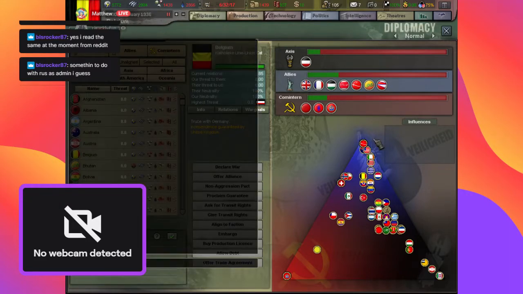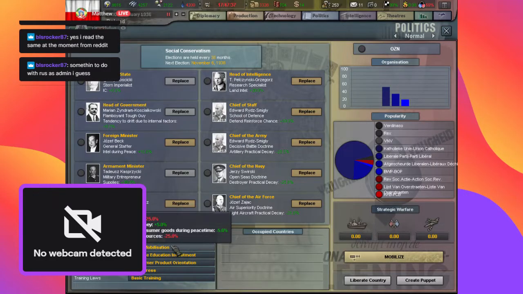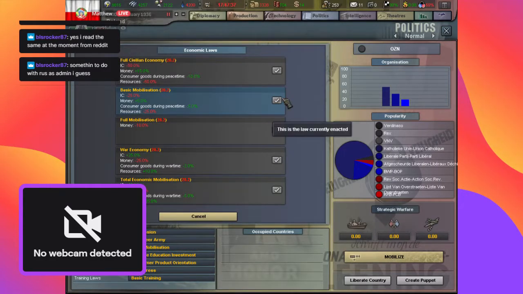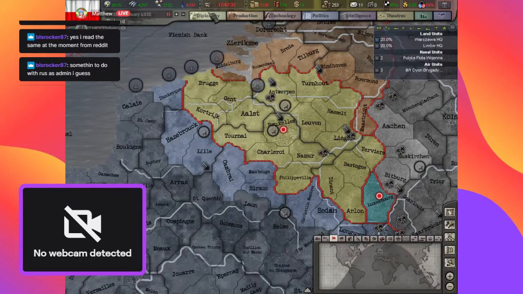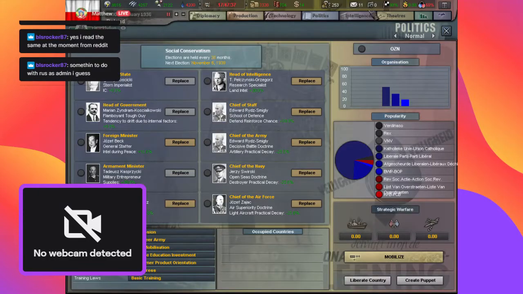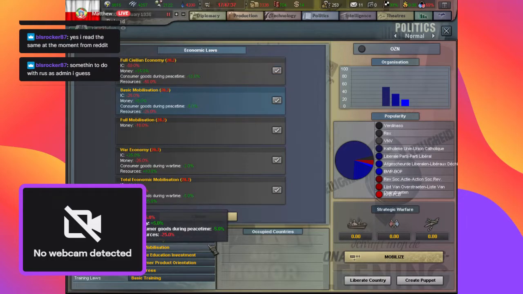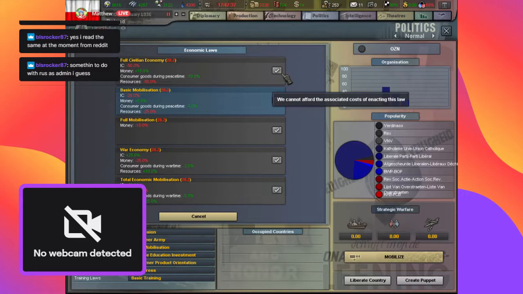So let me go to Poland because I know that they can't do it. You see how this is grayed out? So for Poland, what you would have to do is drop from basic mobilization to full economy, and that would trigger it. Oh, actually, it's disappeared. So it wouldn't even appear then. But like I said, you would have to drop this down to full economy because your industry is too large that you can't activate it.